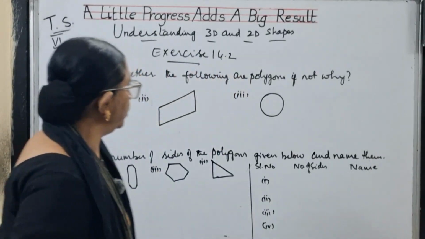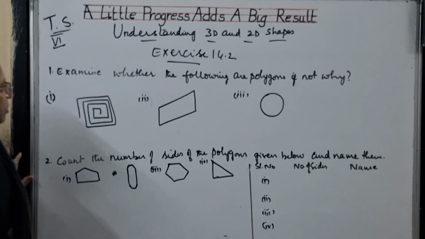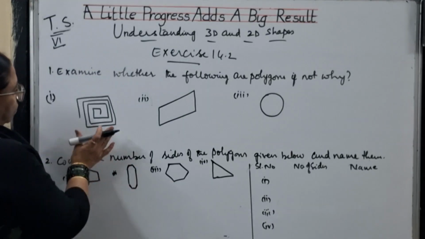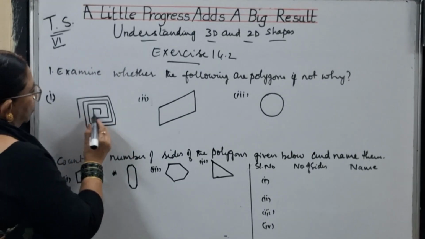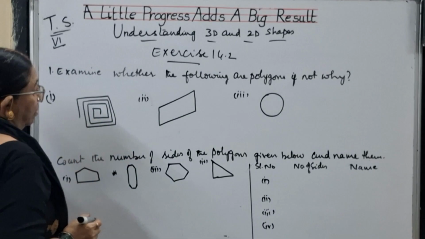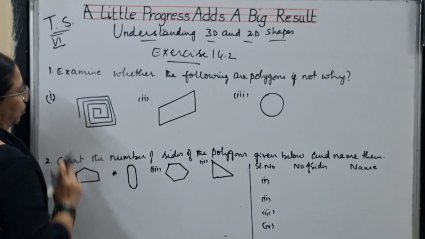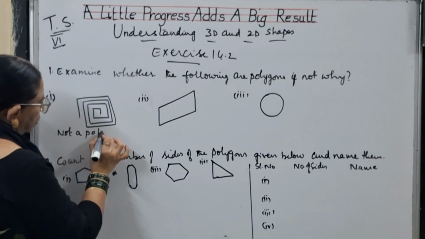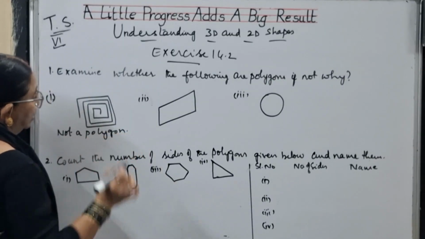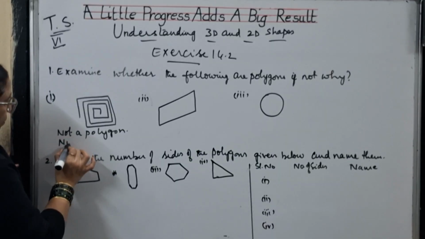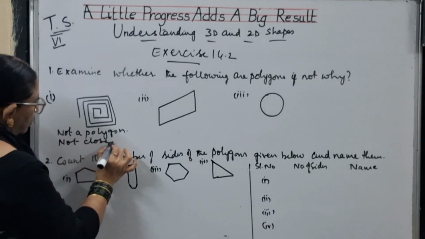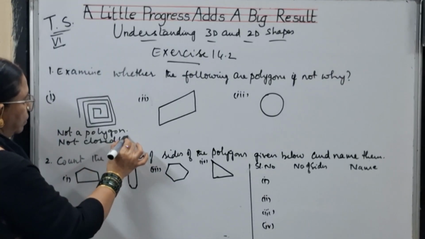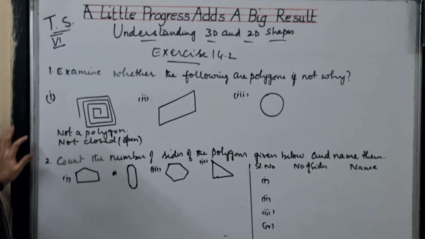Now, exercise 14.2, first one, children. Examine whether the following are polygons and if not, why. So, see this. Is it a polygon? Of course, it has sides, but they are not joined. So it is not a polygon. Why? Because it is not closed. That means it is open. So it is not a polygon.